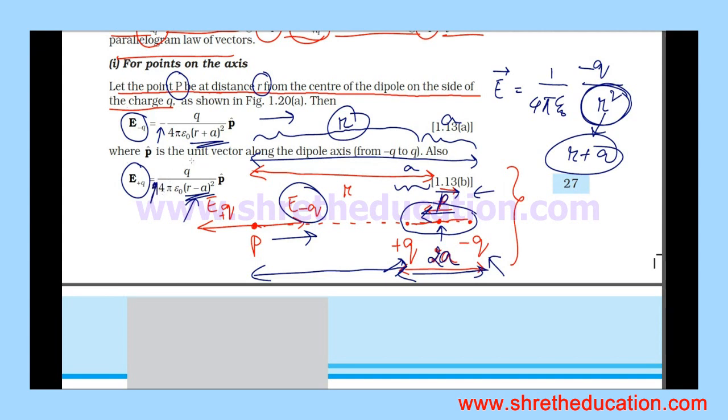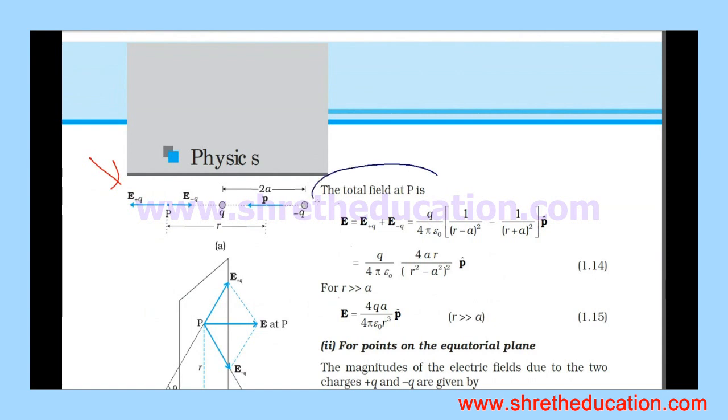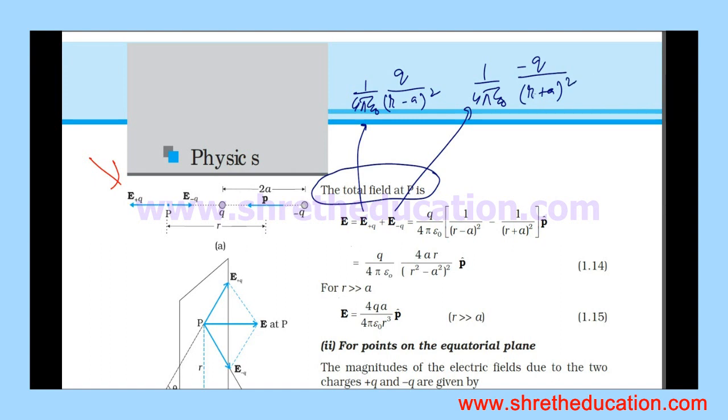Because of the positive charge, the total electric field is the addition, the superposition. Adding them, we get plus q by 1 by 4 pi epsilon naught, q by r minus a whole square, minus q by 1 by 4 pi epsilon naught, q divided by r plus a whole square. Taking common 1 by 4 pi epsilon naught q.